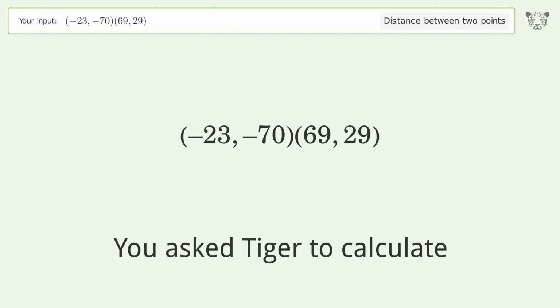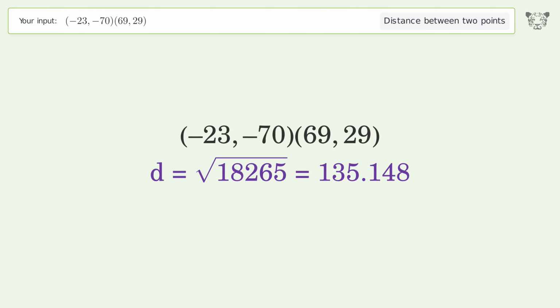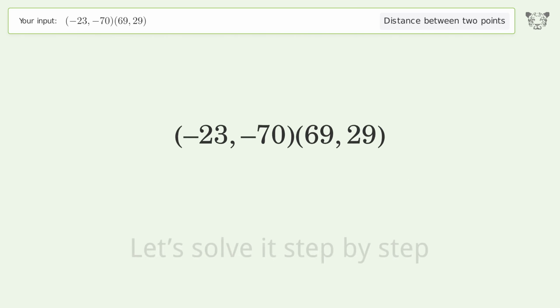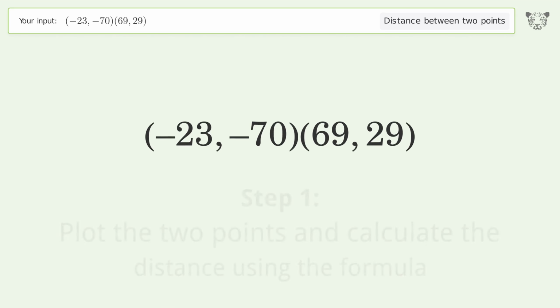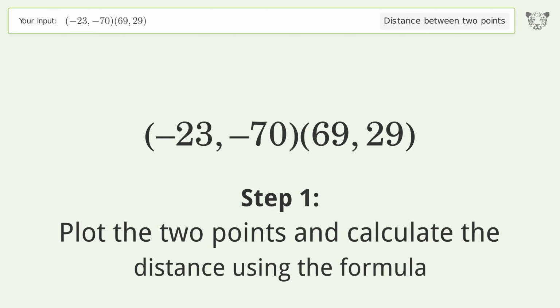You ask Tiger to calculate. This deals with the distance between 2 points. The distance between the 2 points is the square root of 18,265 or 135.148. Let's solve it step by step. Plot the 2 points and calculate the distance using the formula.